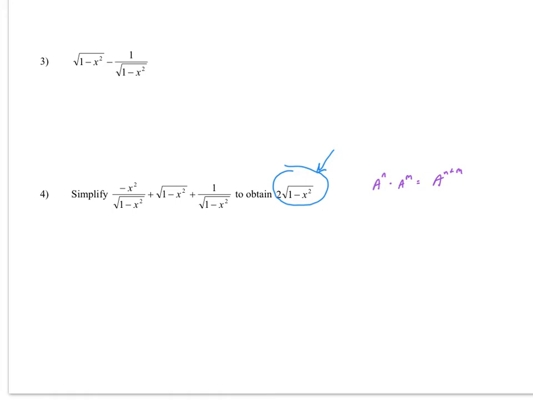So just as a little reminder, remember that a to the n times a to the m is equal to a to the n plus m. Same base, add the exponents. In the case of this problem, I think we need a to the n divided by a to the m equals... Since we have same base, subtract the exponents. We'll get a to the n minus m.